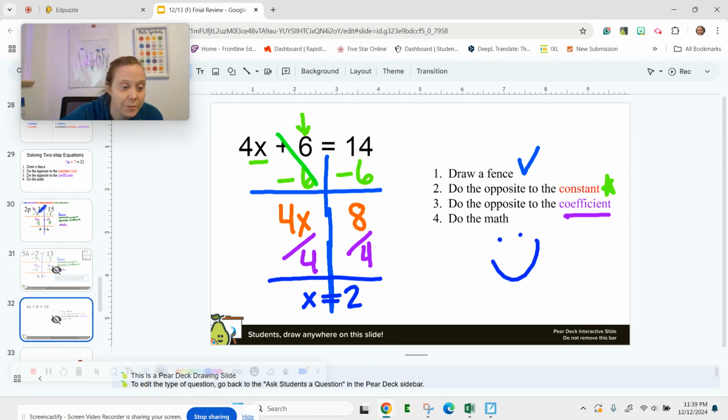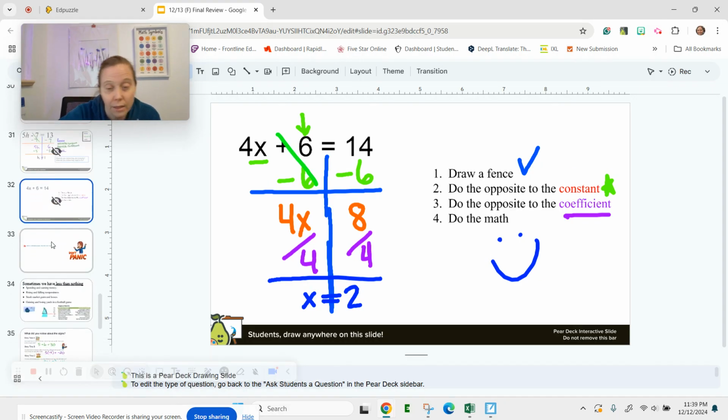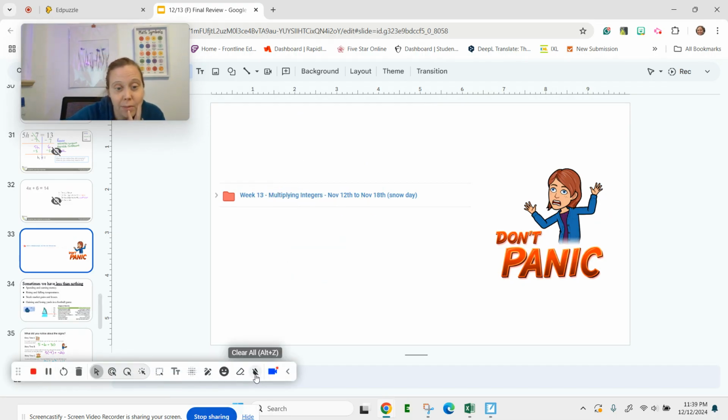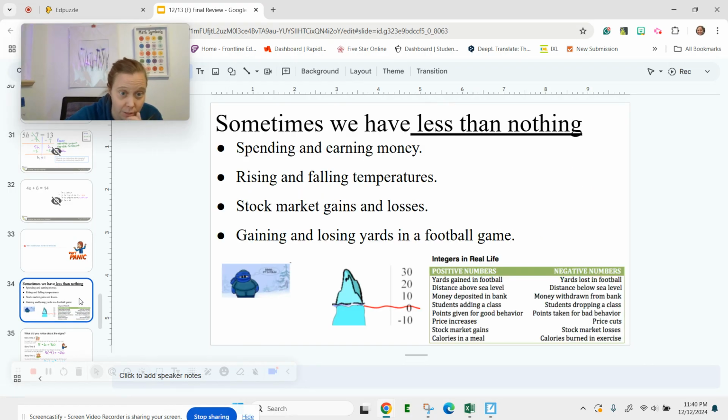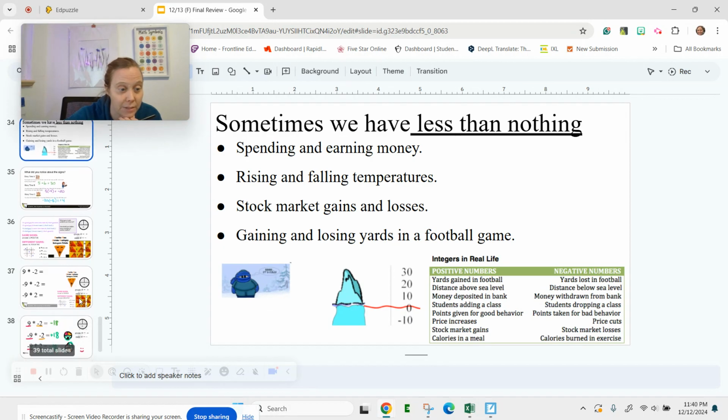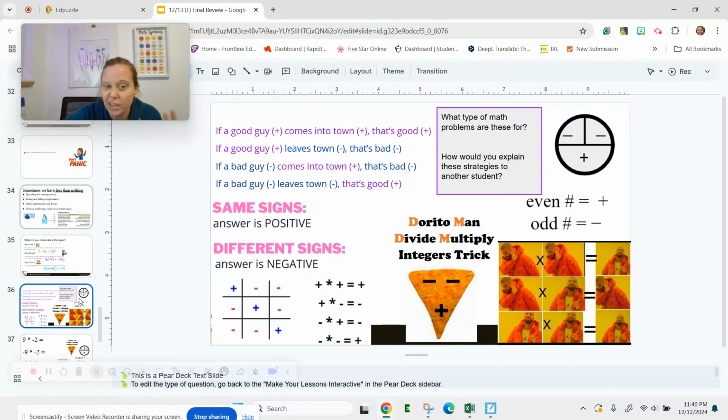All right, two-step equations. How are you feeling about those? Okay, hopefully it's going pretty well. Done them several times. The next thing we talked about was our multiplying integers. Okay, so the positive and negative numbers. So remember we had negative things. Sometimes we have less than a positive situation. And we just had lots of ways to think about solving these types of problems, right?